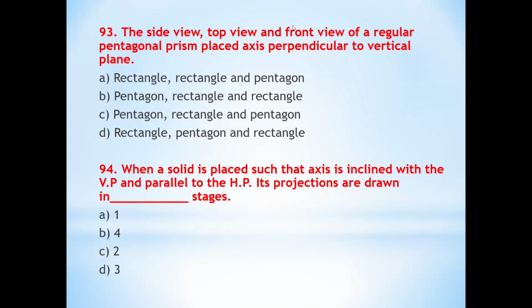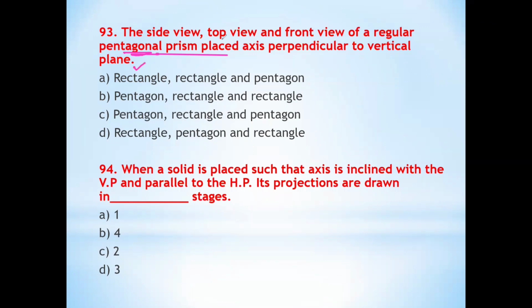So what are the possibilities? If it rests on the VP, then how will its side view be? We'll check out one by one. So a regular pentagonal prism is there. Then its side view as a rectangle is correct. We'll get the side view as a rectangle.